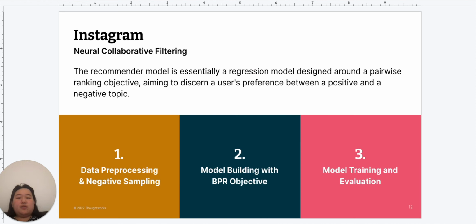So for Instagram, we use a neural collaborative filtering approach, which is a hybrid model that essentially regresses to figure out a predicted engagement score for a specific topic given an influencer, but is designed around a pairwise ranking objective. So what does that mean?